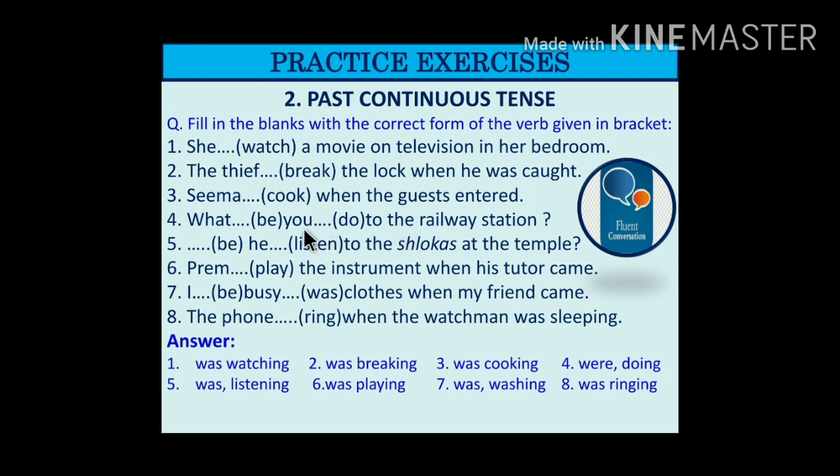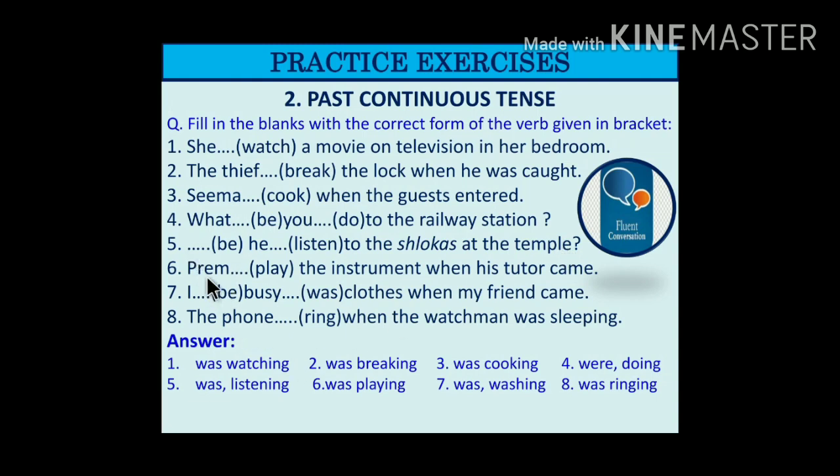If we are talking about multiple or plural subjects, we will have to use were. What dash you to the railway station. What were you doing to the railway station or on the railway station? Then dash. Again 8 forms of be verb. So let's check whether it is singular or plural. Dash. He dashed to the shlokas at the temple. He. So it is singular. So was he listening to the shlokas at the temple? Was he listening to the shlokas at the temple?